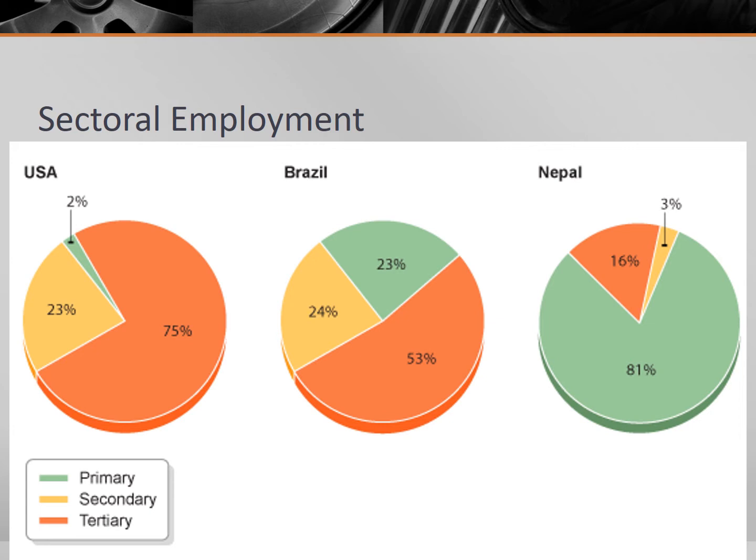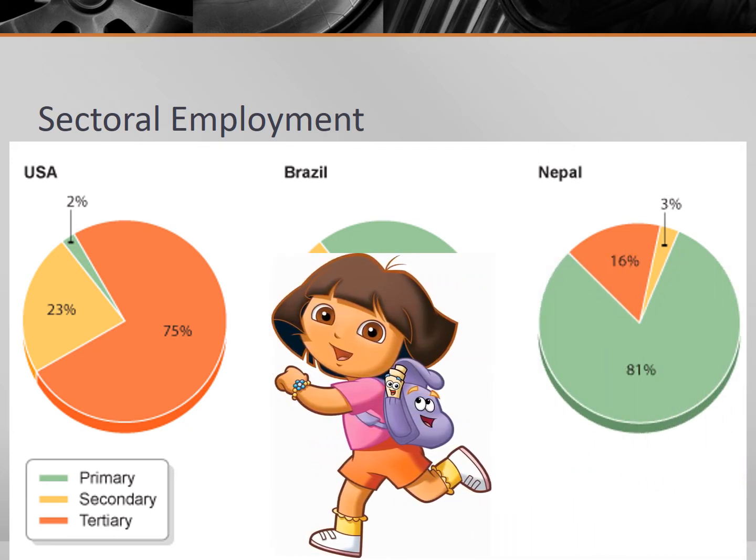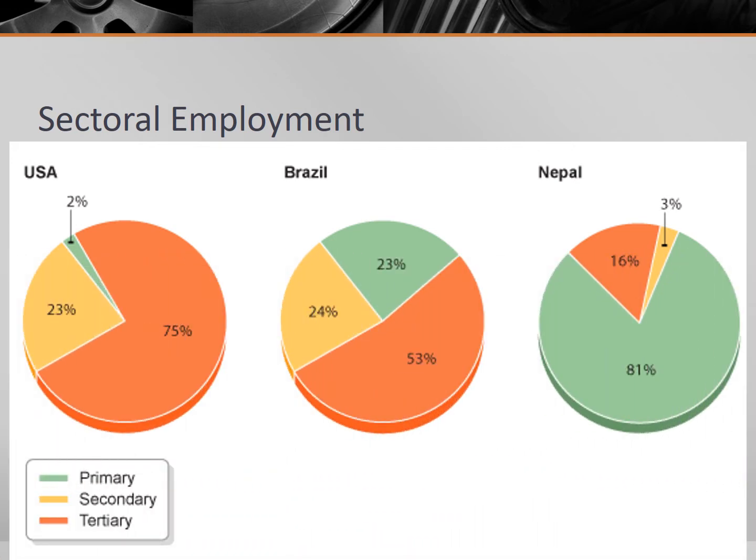Now let's start with a question. Which of the shown sectors, primary, secondary, and tertiary, are good indicators of development? Notice that primary, green, and tertiary, orange, are good indicators of development. There are clear divides between each level of development in those respective areas.